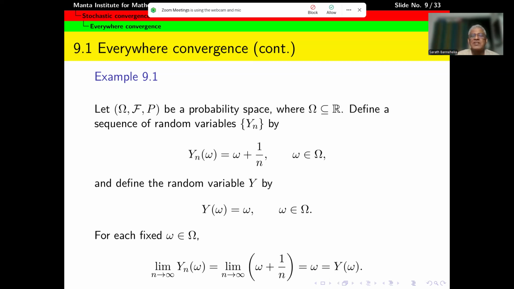So if you consider the set A which satisfies this particular condition, A will be equal to the capital Omega, the sample space. And therefore, according to the definition of convergence everywhere, this sequence Y_n converges to Y everywhere. So that is just a mathematical example to show you what we mean by convergence everywhere.